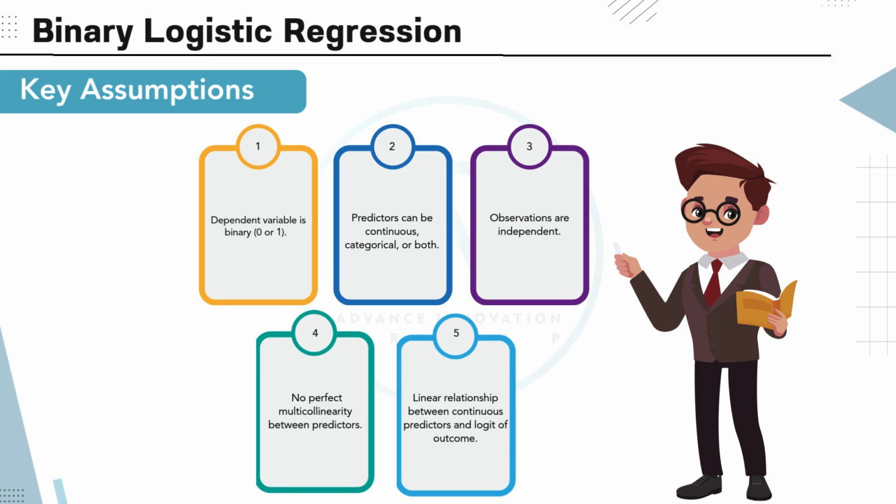As we begin working with binary logistic regression, it's very important to understand the key assumptions that must be met for the model to be valid and reliable. Let's walk through them one by one. Assumption 1. Dependent variable is binary, 0 or 1. This is fundamental to logistic regression. Your outcome variable must have only two possible values. For example, pass, fail, yes, no, churn, stay, or defective, not defective.